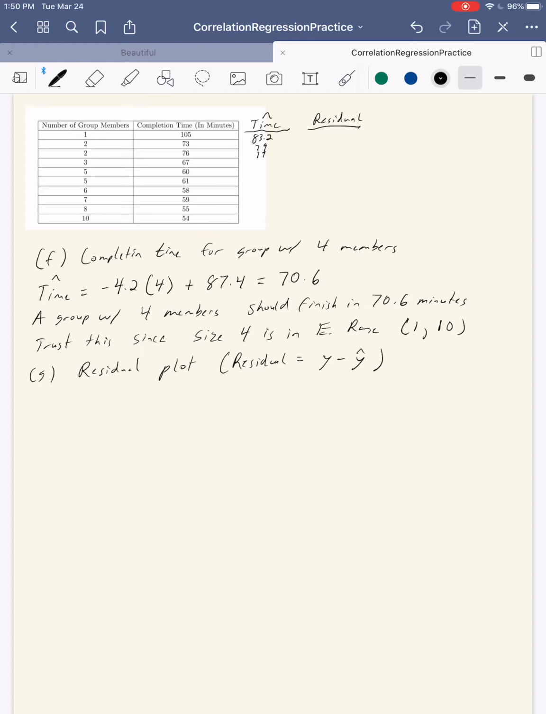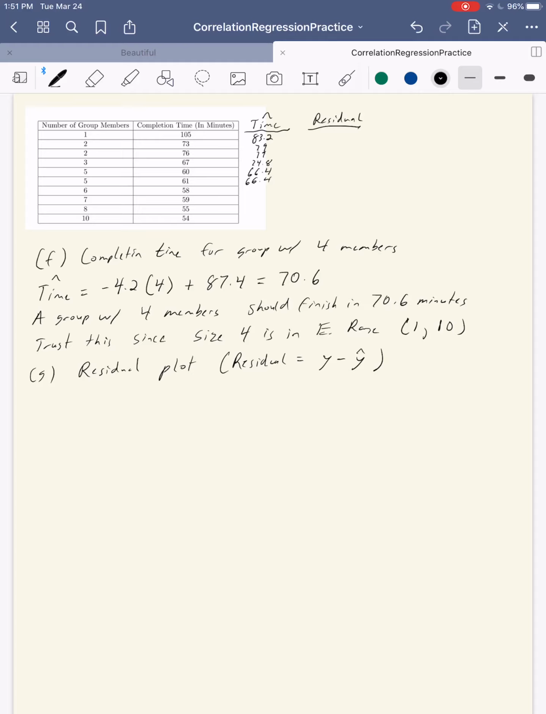Then for group size 3, it'll be negative 4.2 times 3 plus 87.4. So you should get 74.8. Then for group size 5, negative 4.2 times 5 plus 87.4. That should be 66.4. Then 66.4 again, because the next one also has group size 5.